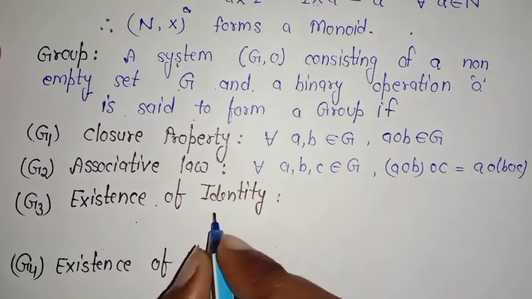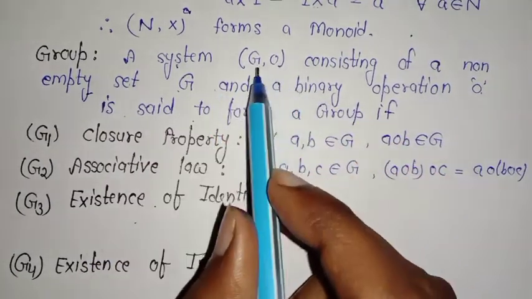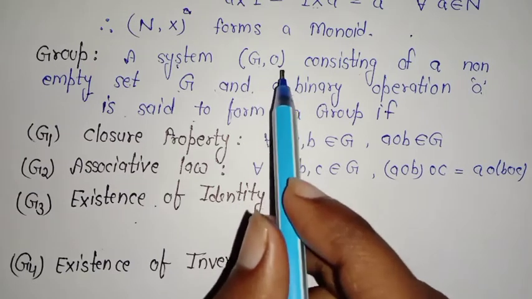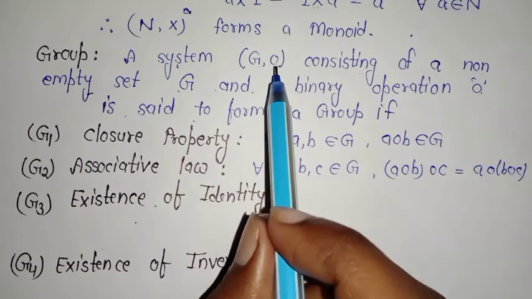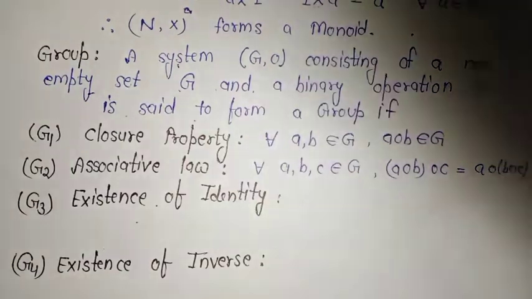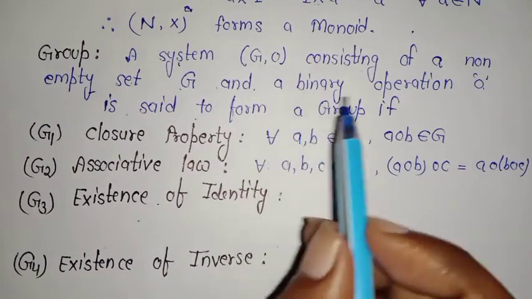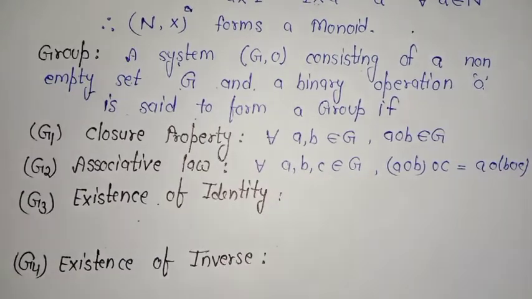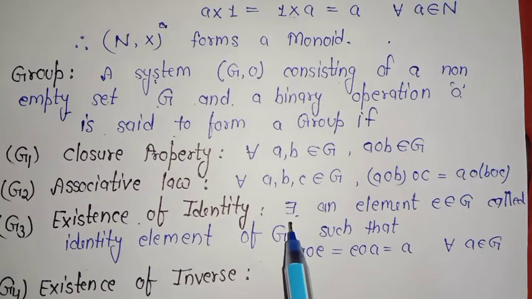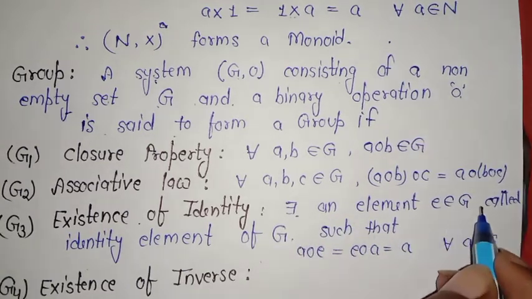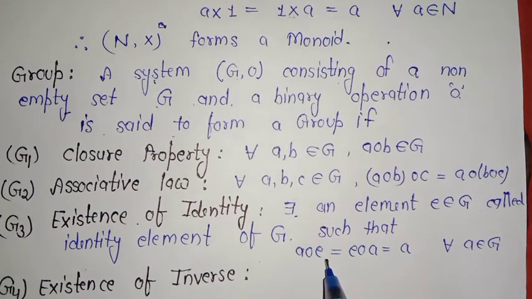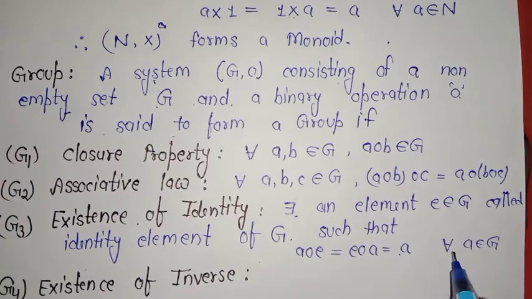And existence of identity. It depends on what our binary operation is. If it is usual addition, then we use 0 as the additive identity, and if it is usual multiplication, then we use 1 as the multiplicative identity. But if nothing is given, we take E as the identity element of the given set G. So there exists, this is the symbol of there exists, this is also a quantifier, an element E belonging to G called an identity element of G, such that if you apply any element with this identity element, we will get the same element.